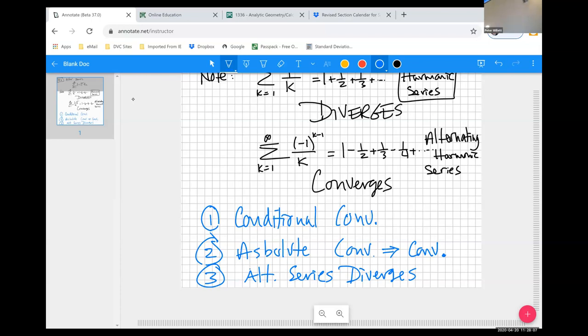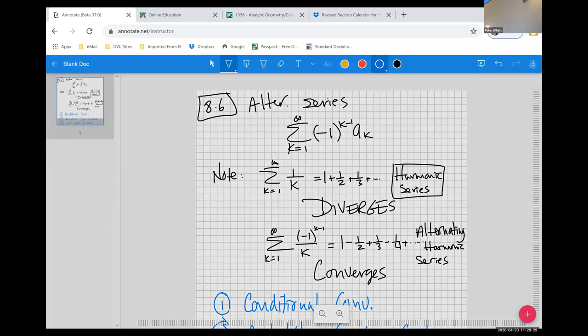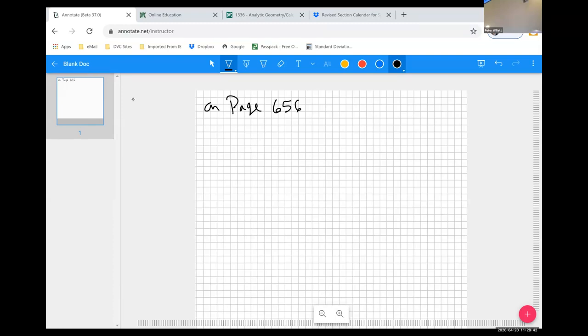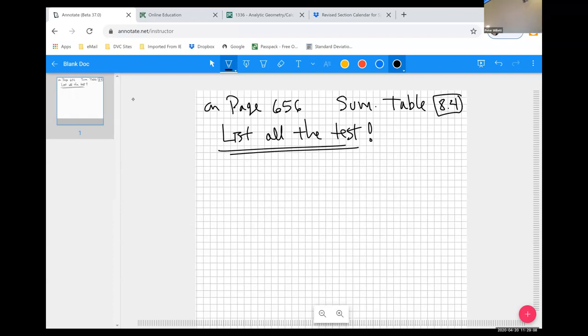So I've summed that all up quickly because I don't have time to write it all out, but let's go ahead and look at some examples to see if that could help us. And also at the end of 8.5 was a big, huge table that sort of summed all the tests up in one box. So let's look at that as well. Okay, so let's clear this. Remind us about this big important table with a nice summation. So on page 656 is a summary table. 8.4 lists all the tests.